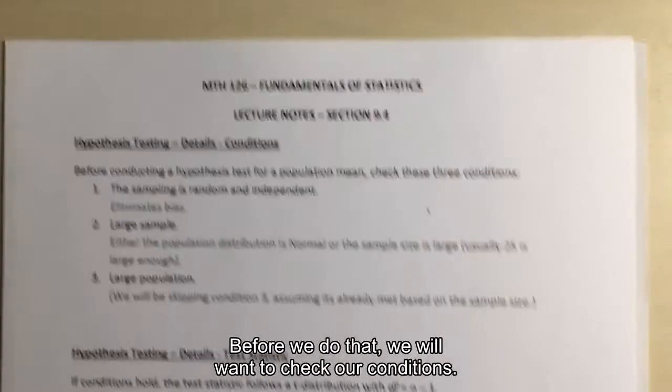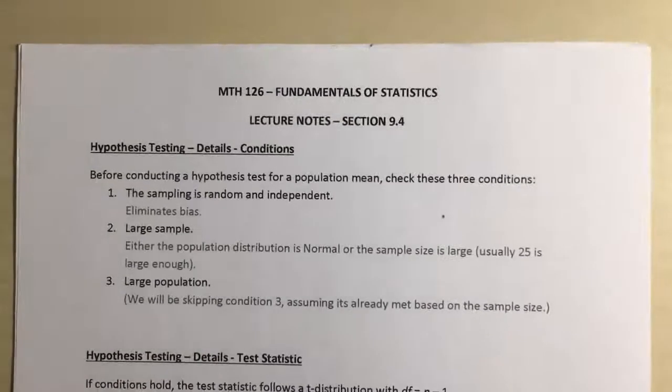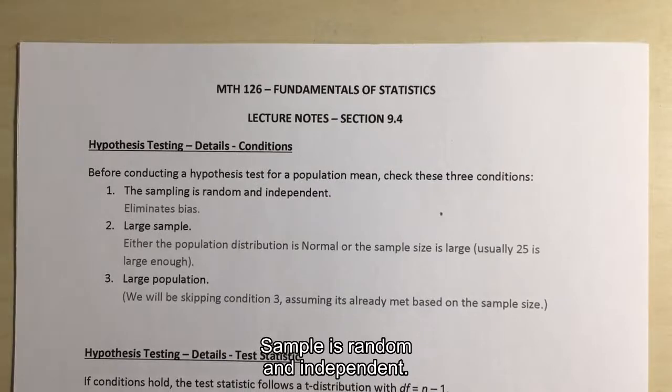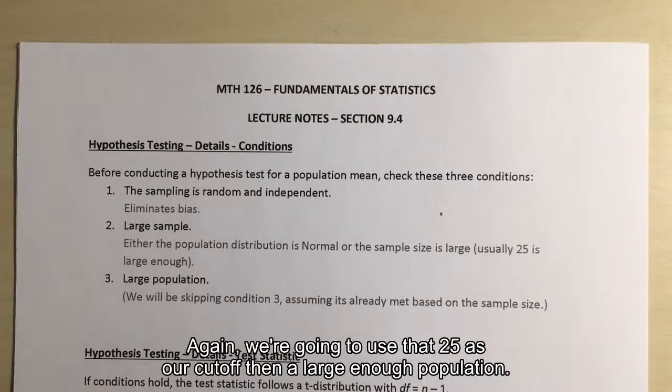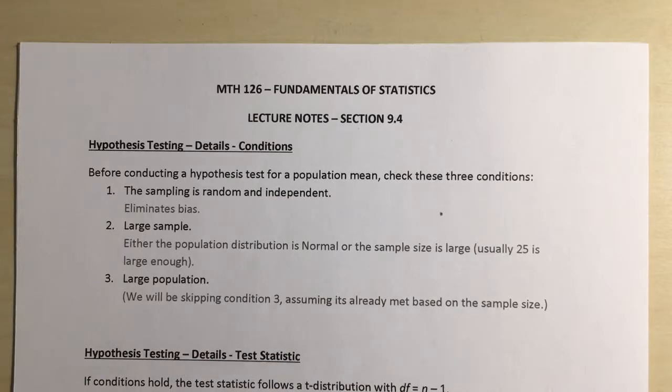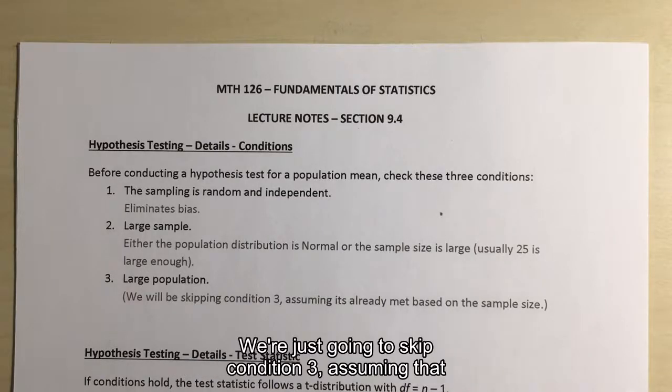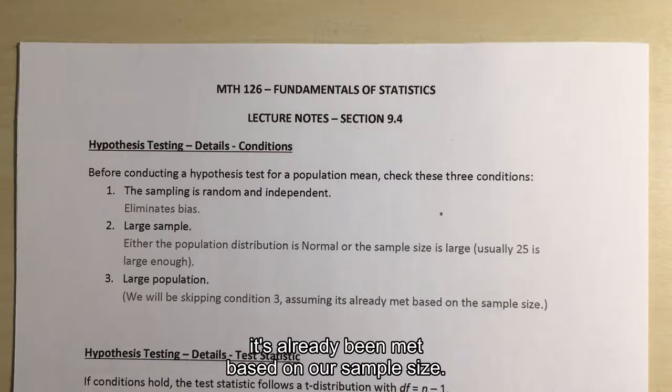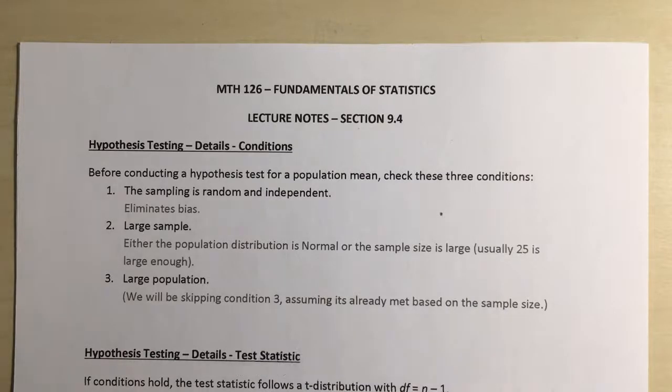Our conditions. Before we do the test, we will want to check our conditions. Sample is random and independent. We have a large enough sample. Again, we're going to use that 25 as our cutoff, and then a large enough population. We're just going to skip condition 3, assuming that it's already been met based on our sample size.